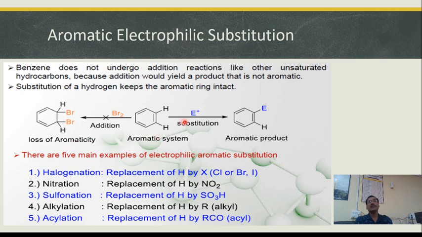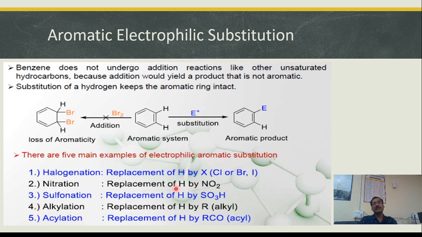On the contrary, if it undergoes a substitution reaction, say if this H plus is replaced by E plus, then in this case you are retaining the aromaticity of the benzene ring. Now there are a few very common aromatic electrophilic substitution reactions. These are halogenation, wherein you replace H by X. X could be chloro, bromo and iodo. Fluorination is a less commonly studied reaction because generation of a fluoronium ion is a bit difficult.